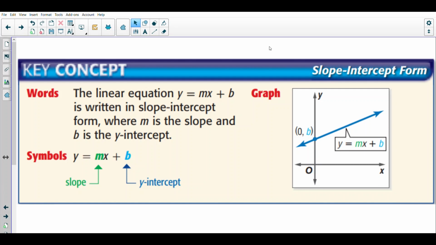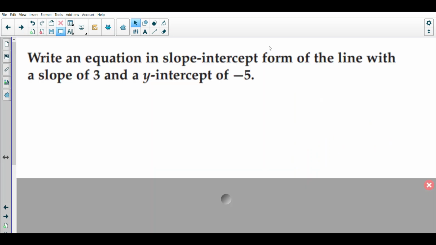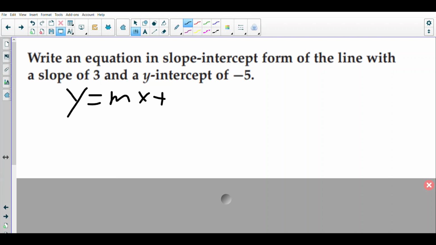So just keep in mind, the m is your slope, b is the y-intercept, and the y-intercept is just where it crosses the y-axis. So let's do a couple examples. Write an equation in slope-intercept form with the slope of 3 and y-intercept of -5. So we're looking at, remember, y equals mx plus b. Now we've focused on that slope. Well, slope is just m, so m is 3, and then the y-intercept is just -5.